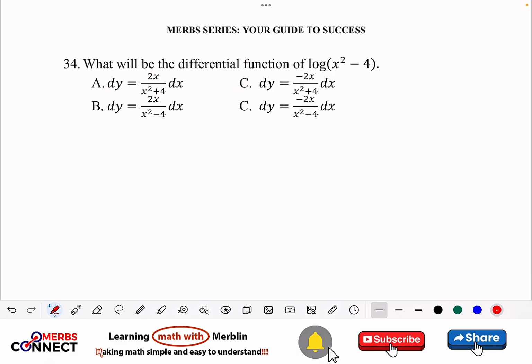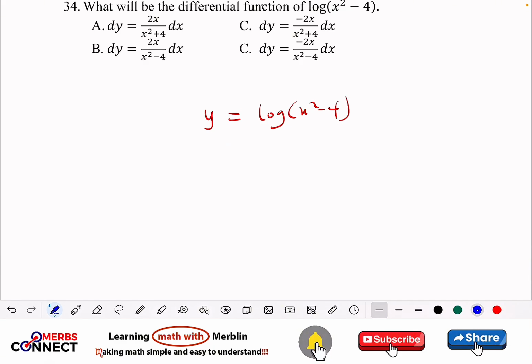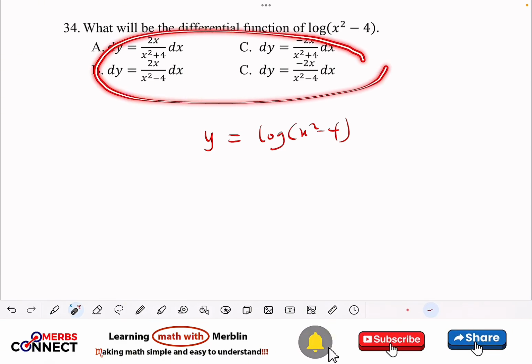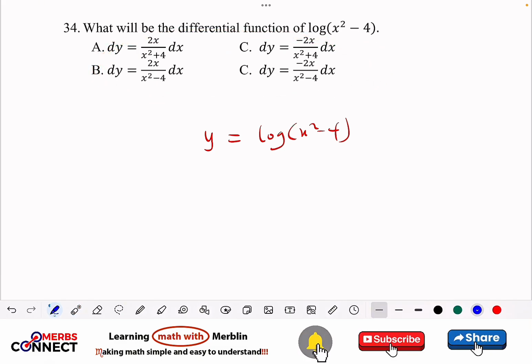Now we want to differentiate this. Let me assume that y is equal to the natural log of x squared minus 4. As you can see here, the answer given to us has no log base 10, so we are going to assume that this is e.